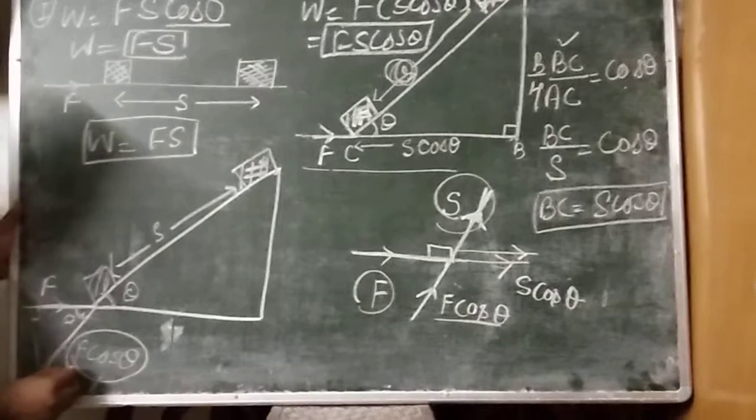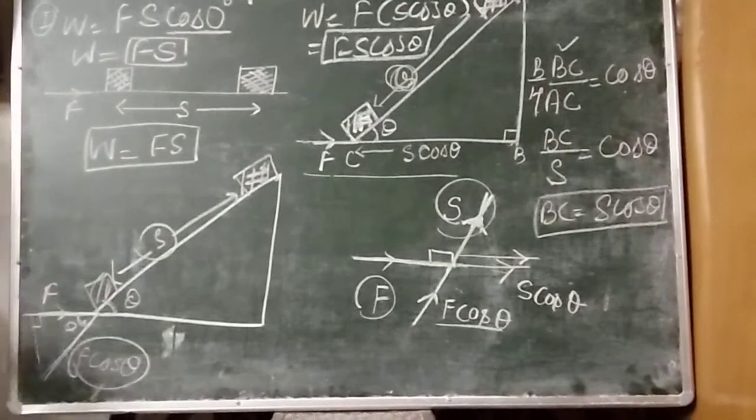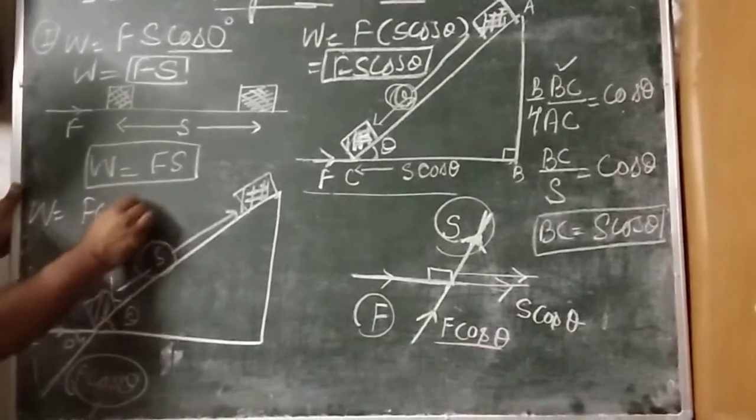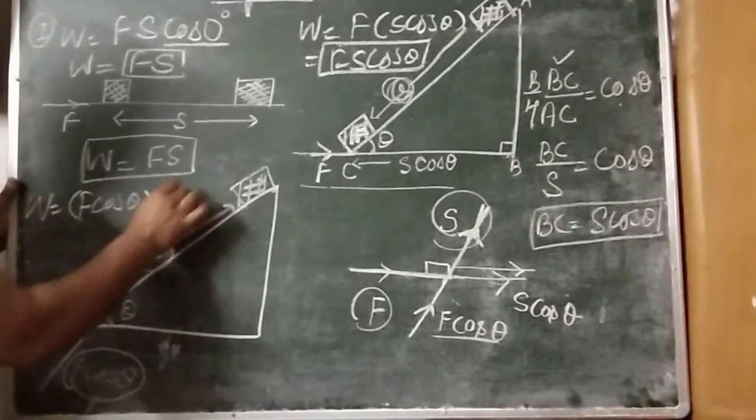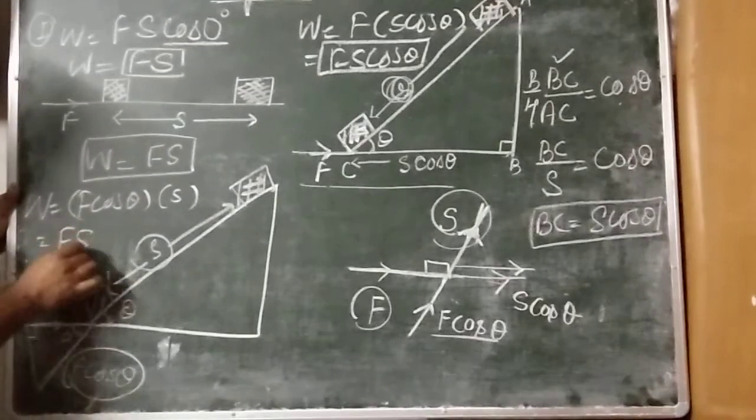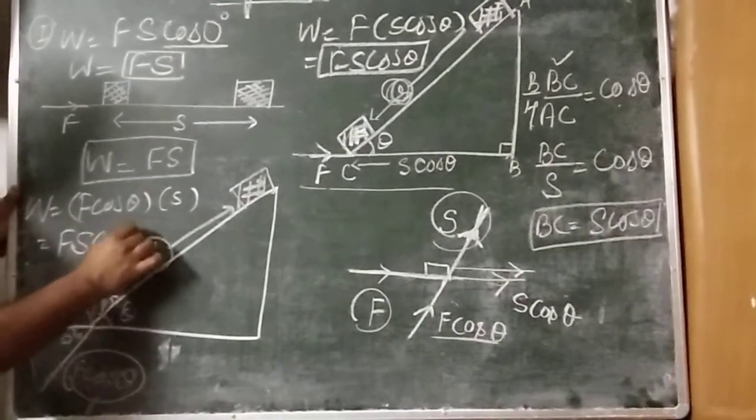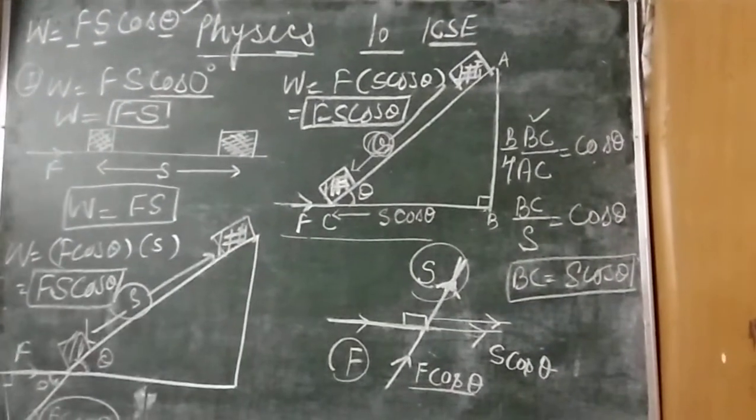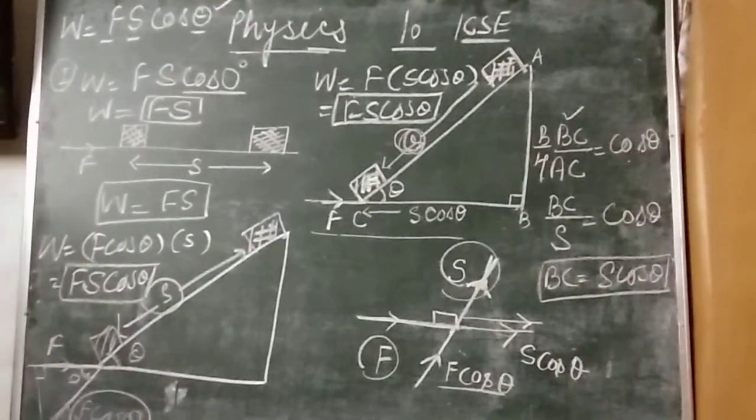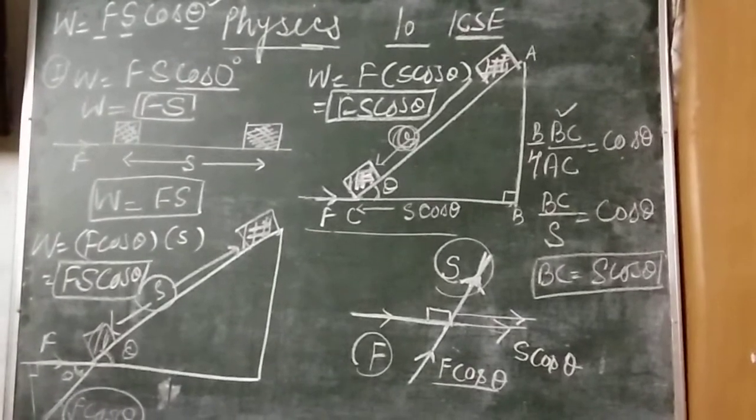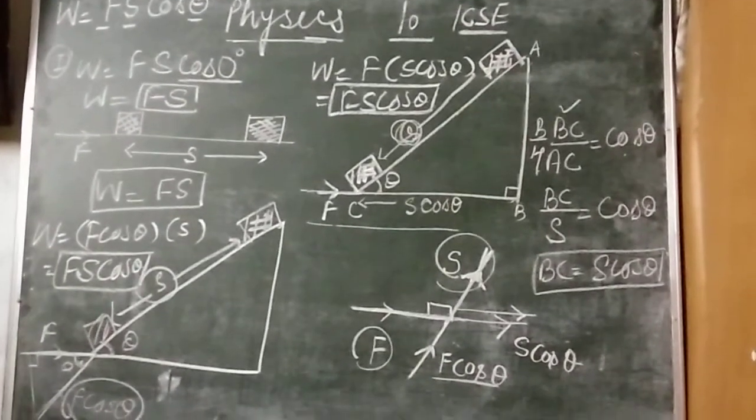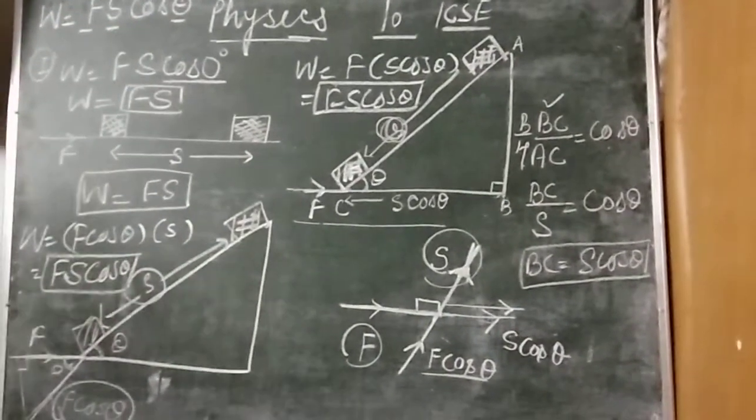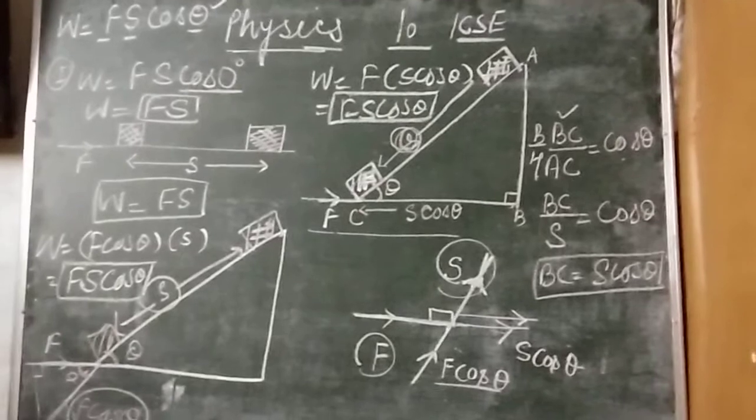Now F cos theta and S are in the same direction. So work is, how much is the force? F cos theta into displacement. So what has it become? Indirectly the formula is F S cos theta. It means this formula we have to apply when the force and displacement are not in the same direction. They are at a certain angle. Theta is the angle between force and displacement. Sometimes it will be 30 degrees, 60 degrees, accordingly whatever is given we can fill in the value.